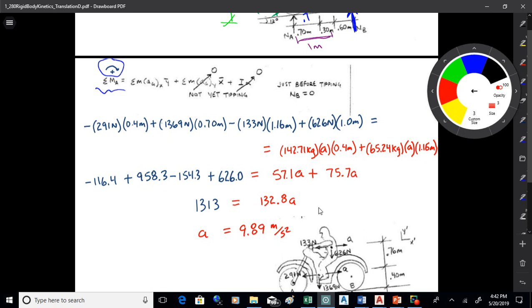So we got any questions on that approach? That's the way to figure this tipping and reaction stuff out. Just set up that moment equation.